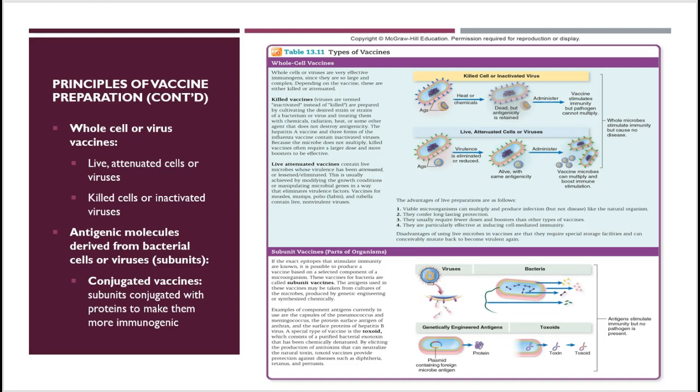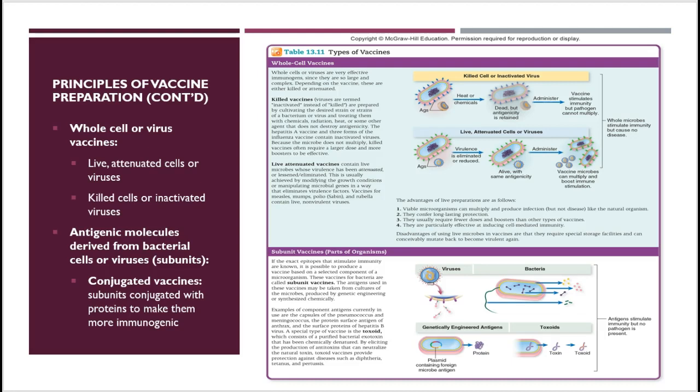Conjugated vaccines use parts of the pathogen. So it might use certain receptors on the viral capsid, or it might use toxins or toxoids produced by the bacteria, or certain components from the flagella or the cell wall of the bacteria, and then they're conjugated to a larger protein in order to make them more immunogenic. So we want a good response from the immune system.